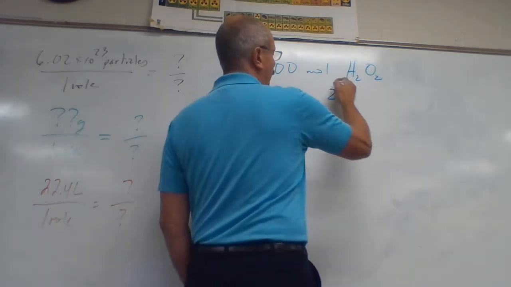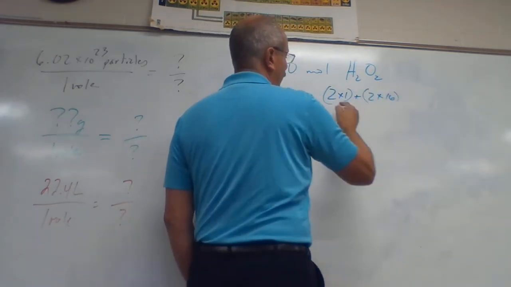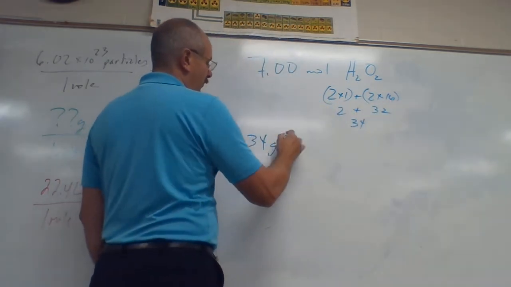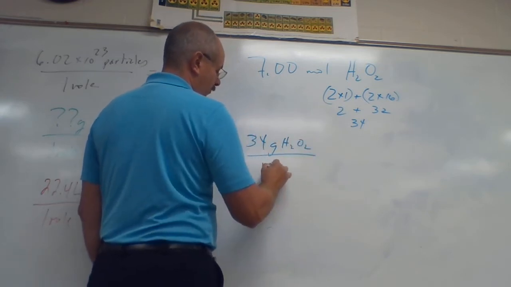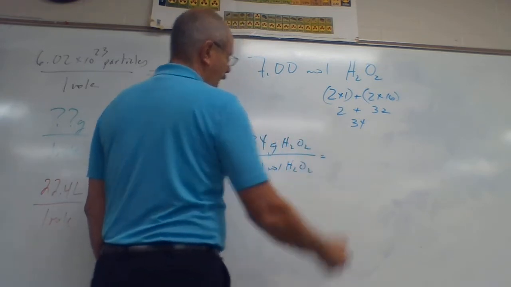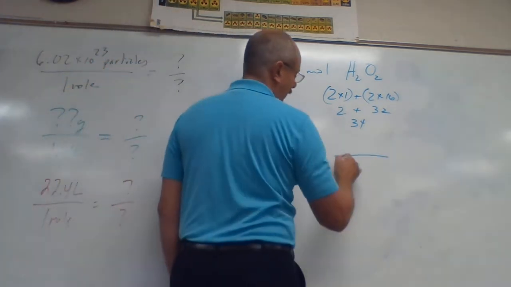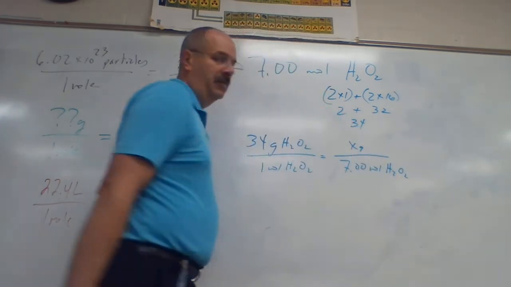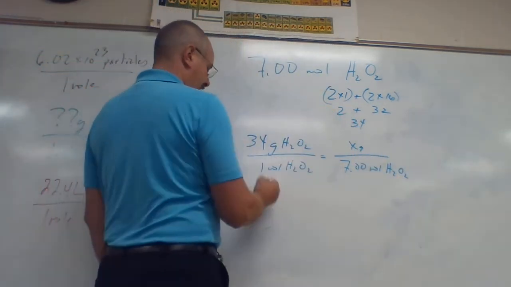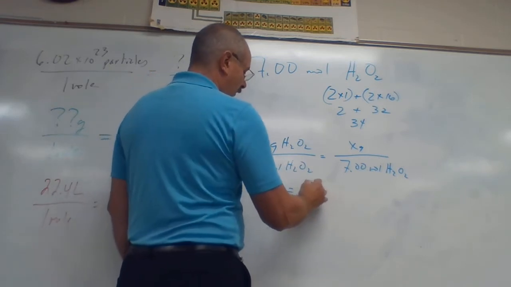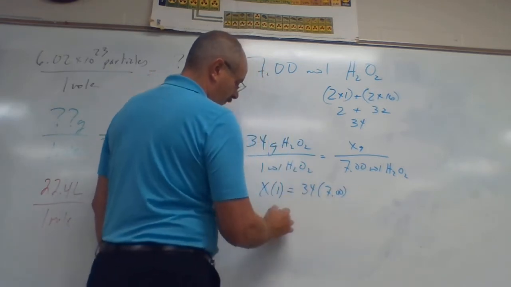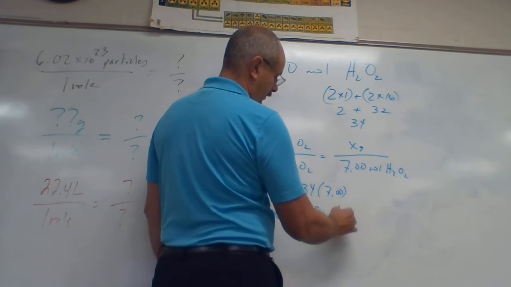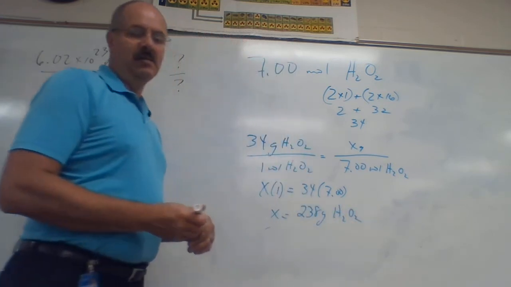So it's 2 hydrogens times 1 plus 2 oxygens times 16. So that's 2 plus 32. So that's 34. So 34 grams of H2O2 if I have 1 mole of H2O2. Then I go to the other side and go, well, I don't have 1 mole. I got 7.00 moles of H2O2. I want to find out X grams. Cross multiply. X times 1 goes 34 times 7.0. And X is going to equal 238 grams of H2O2.